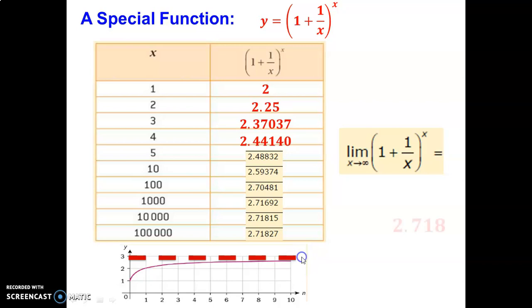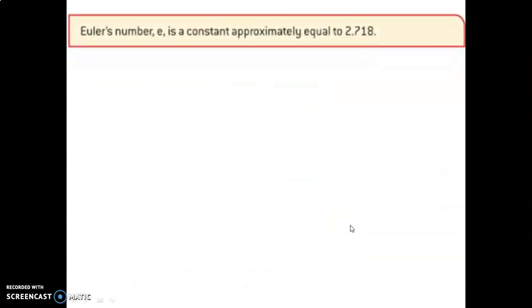It's not going to surpass that value, and that value is 2.718, roughly. I mean, yes, it's a little bit beyond it right here. But anyway, it's roughly right around there. So that's our limit. And that is the equation of that line there, roughly, right? Okay, so that leads us to a very important value. That number, that value we just found, is called Euler's number. We often call it e.